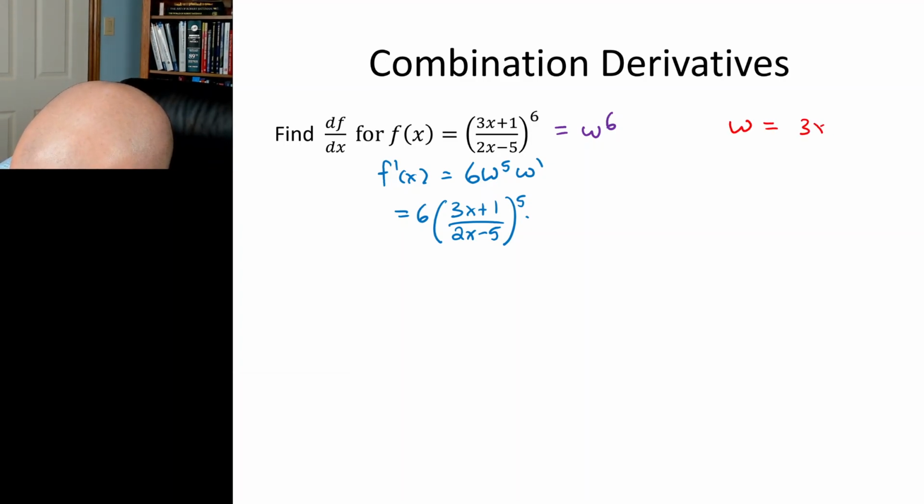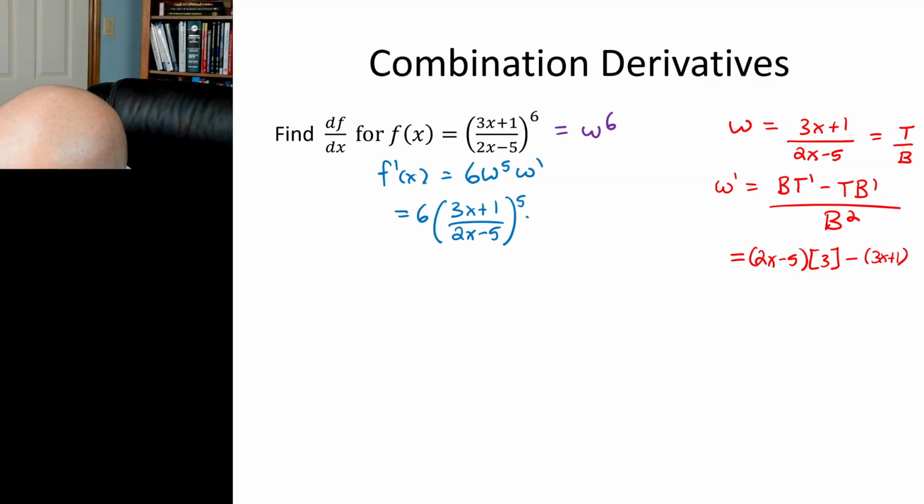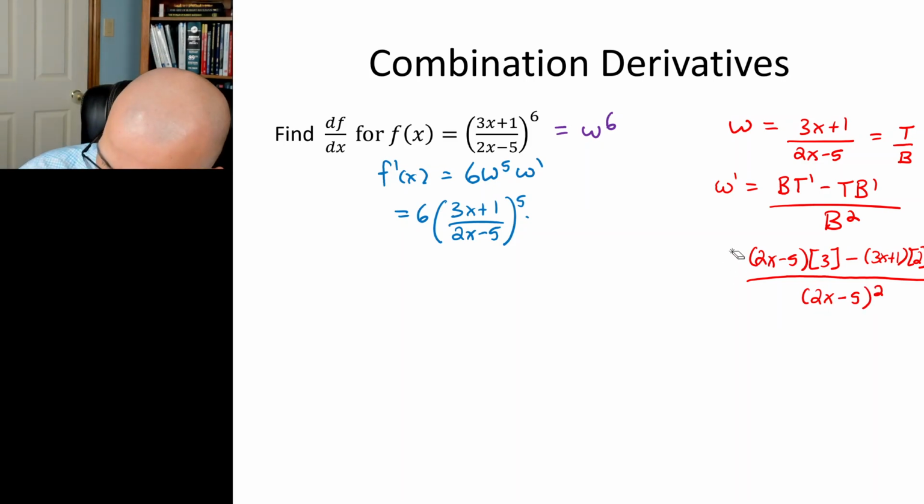w is equal to (3x plus 1) over (2x minus 5), which is the top function over the bottom function. w prime is going to be the bottom times the derivative of the top, minus the top times the derivative of the bottom, divided by the bottom squared. So the bottom function, 2x minus 5, times the derivative of the top, which is 3, minus the top, 3x plus 1, times the derivative of the bottom, which is 2, all divided by the bottom squared, (2x minus 5) squared. And that can get plugged in up there.